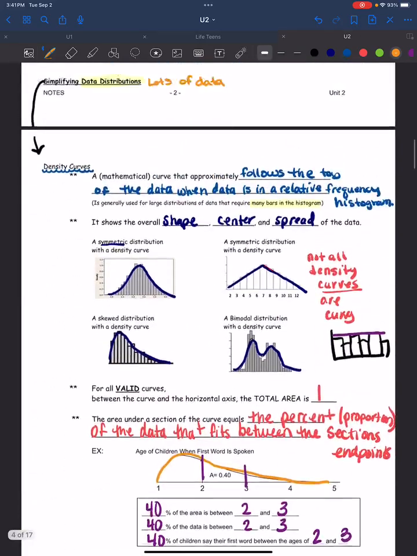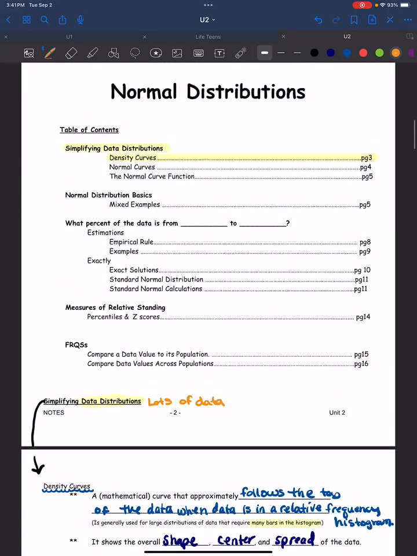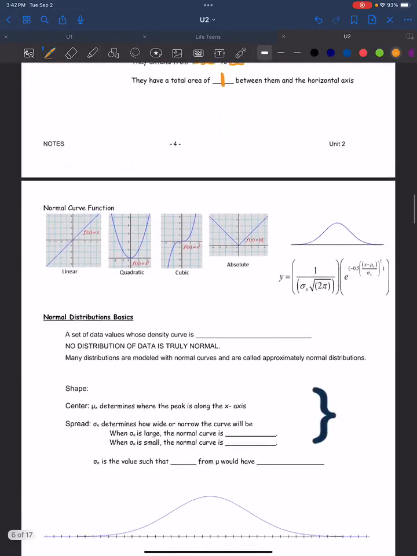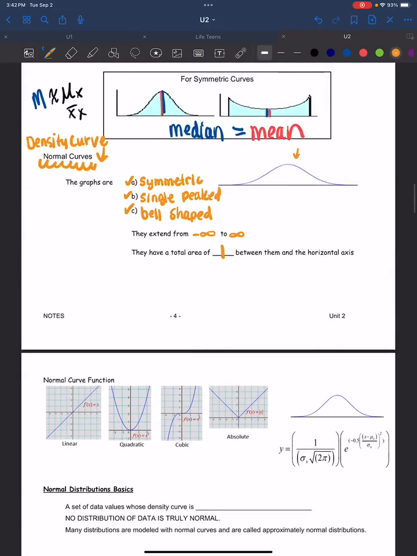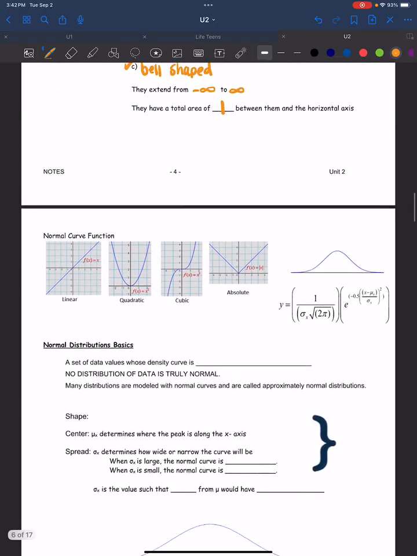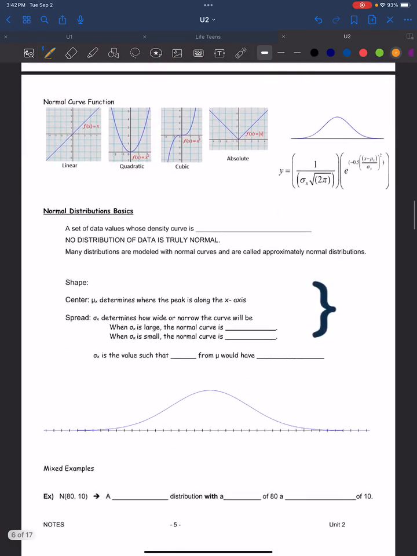Actually, let's see, where are we at? So at this point, we've talked about density curve functions. A normal curve is a type of density curve function. And I guess we'll just go with this for a second too. The normal curve function. So not only is it just a beautiful curve and it has those attributes, it's actually a mathematical thing. So a lot of data is approximately normal. So let's just look at this.